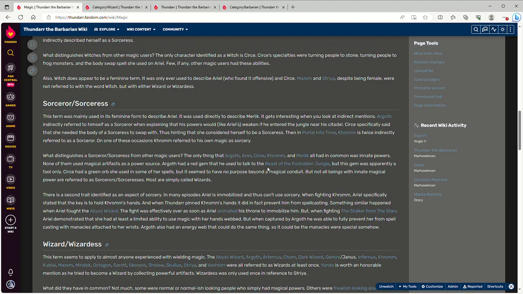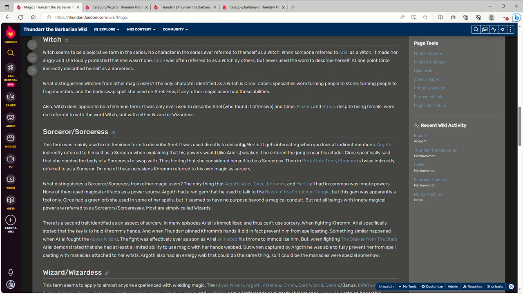Oh yeah, witch is another one. Which I don't know what exactly defines a witch, because it's almost never used. There's only two characters it actually gets used to refer to, one of whom, Ariel, is like, no, I'm not a witch. And the other one is Cersei, who is mean. Even for the bad guys in this show, Cersei is mean.